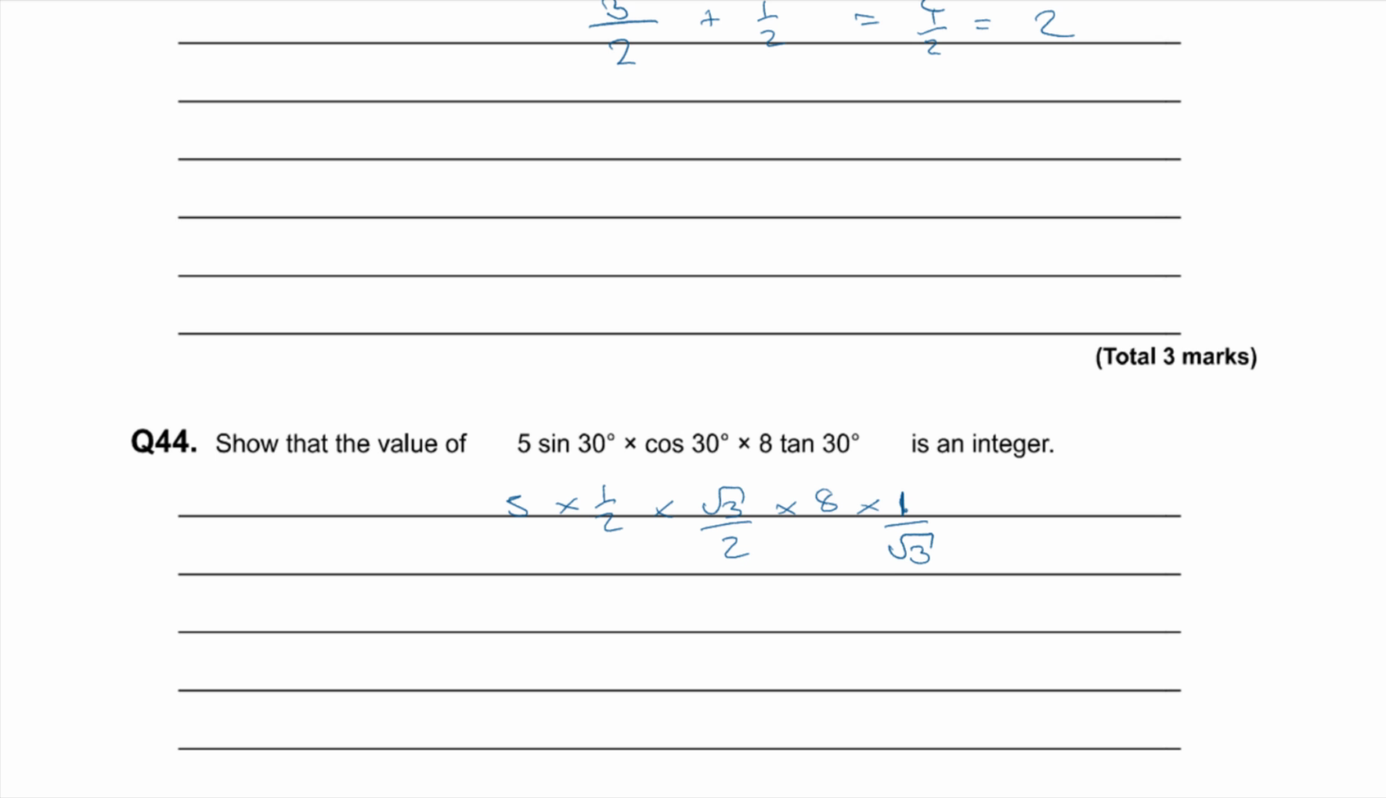Okay, so I need to show that this is an integer. Now, I've got things on the numerator. I've got 5, a 1, a root 3, an 8, and a 1. And I've got things on the denominator. I've got a 2, and a root 3. Now, I can cancel anything in the denominator with anything in the numerator. That's how maths works, isn't it?